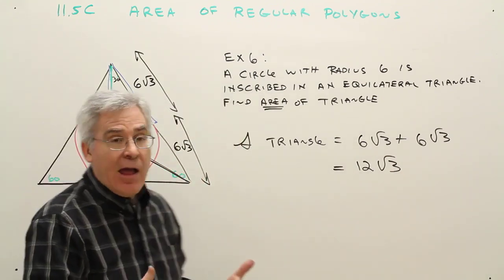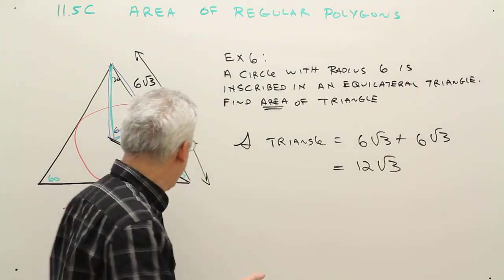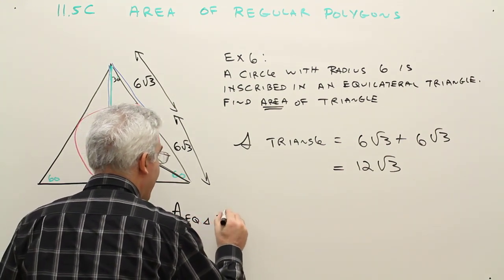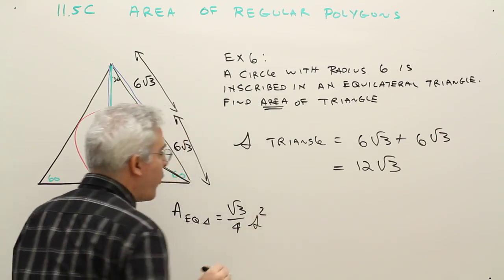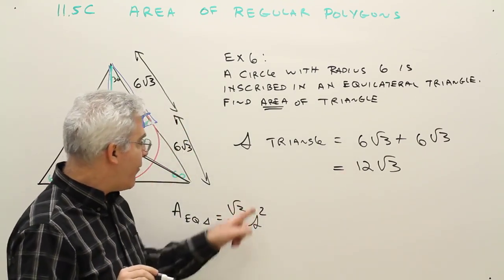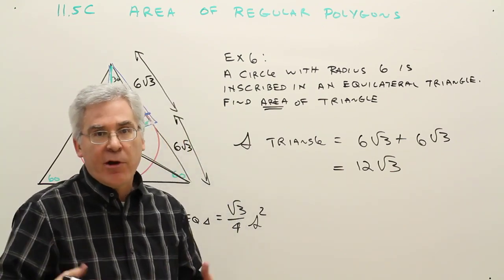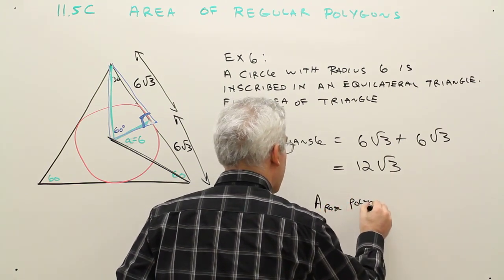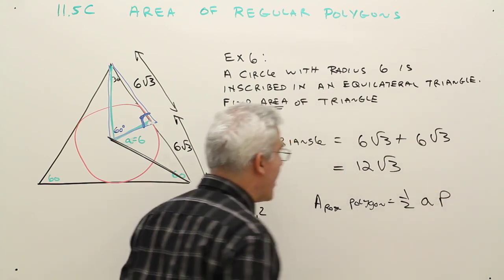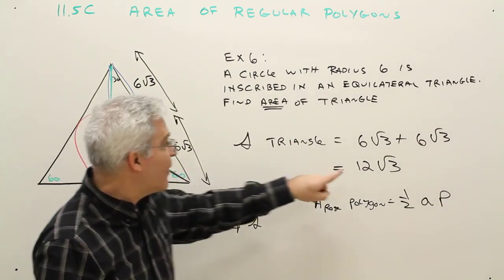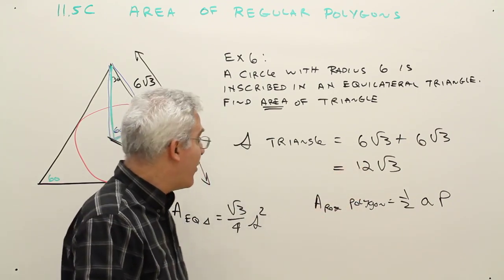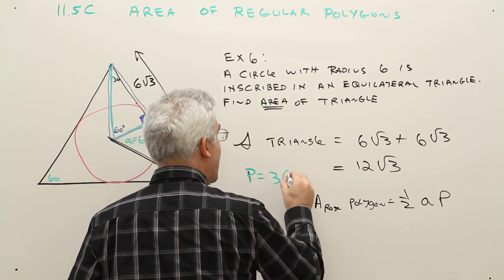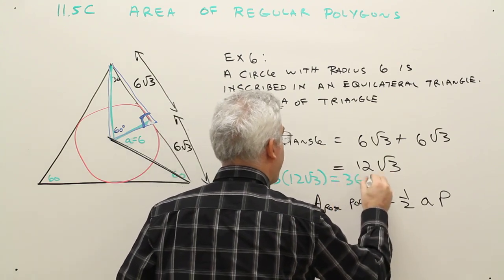And then if I wanted to, I could use the formula for the equilateral triangle. I'll write that one down. So area of equilateral triangle was rad 3 over 4 s squared. So I could just square that and then multiply it by rad 3 over 4. But I'll just use the generic formula just to show you how that works. So the area of a regular polygon equals 1/2 AP. And again, that A value was 6. I need to get the perimeter. If one side is 12 rad 3, I can get the perimeter pretty easily. So the perimeter would be 3 times 12 rad 3, which is 36 rad 3.